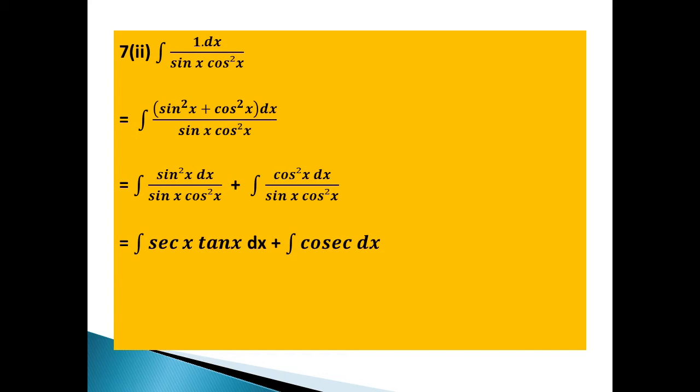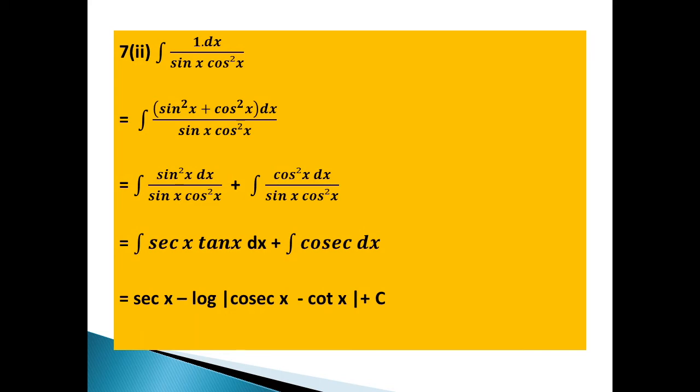In the first one you see sin x gets cancelled off and I'll be left with sin x by cos square x. So I have written sin x by cos x as tan x and 1 by cos x as sec x. So I am left finally with sec x tan x. Similarly in the denominator I see cos square x gets cancelled off and I am left with only 1 by sin x, which is nothing else but cosec x there. So integration of cosec x dx is there.